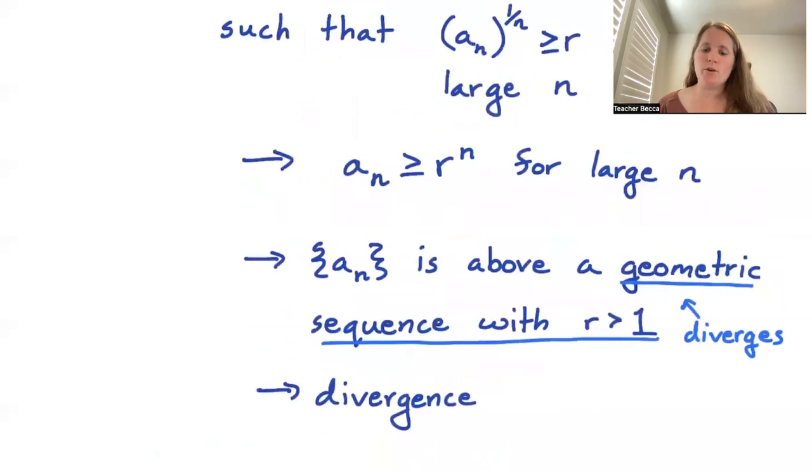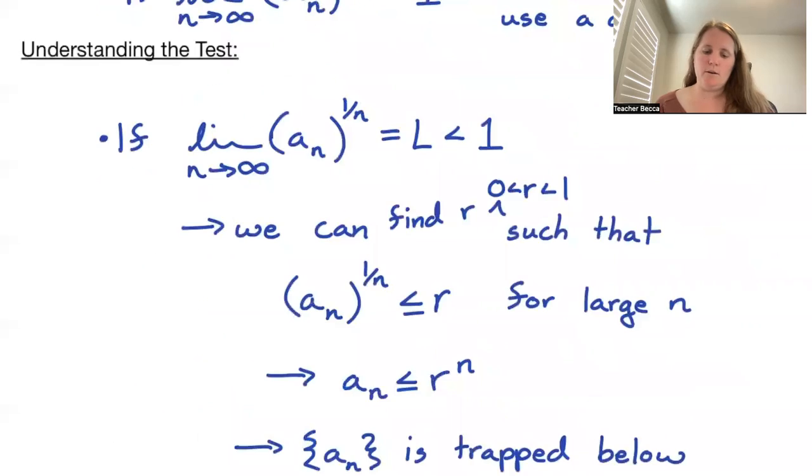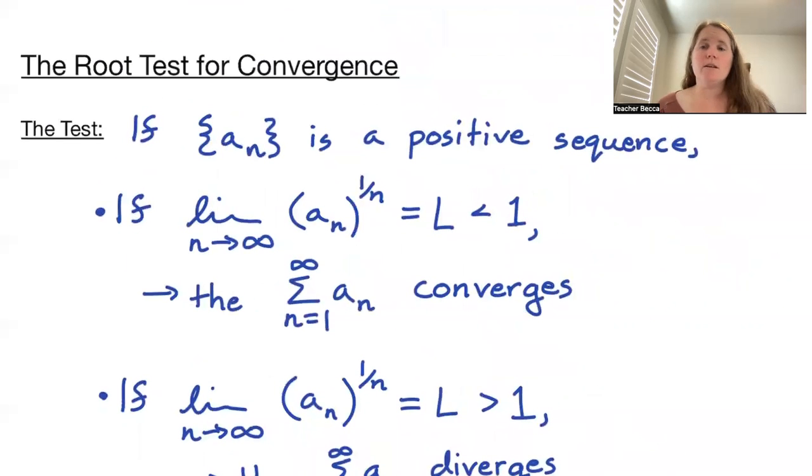So a very similar argument for the root test as we had for the ratio test, but the limit that we're taking looks fairly different. So in the next video, we'll go ahead and do a couple of examples where we can use the root test. And then once again, we'll also look at some cases where the root test tells us nothing.